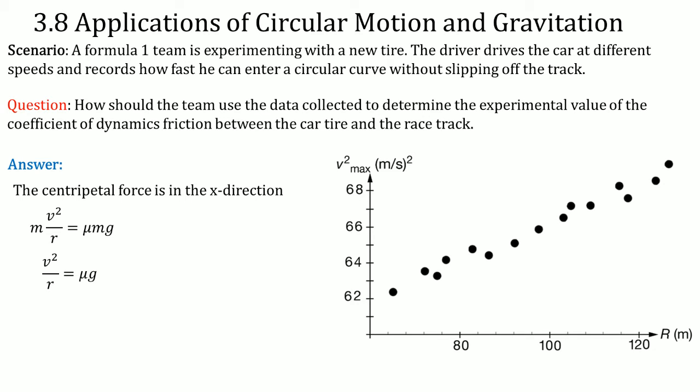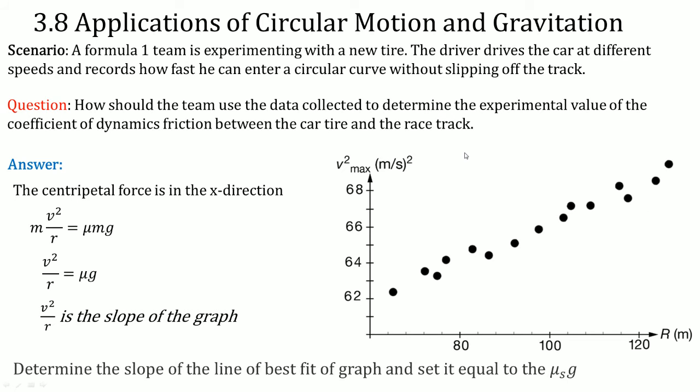Here you should already see it. The v squared, which is in the y direction, and the r, which is on the bottom, is in the x direction. You should notice that the v squared over r is the slope of this graph. So the mu mg can be determined by looking at this graph and looking at its slope.